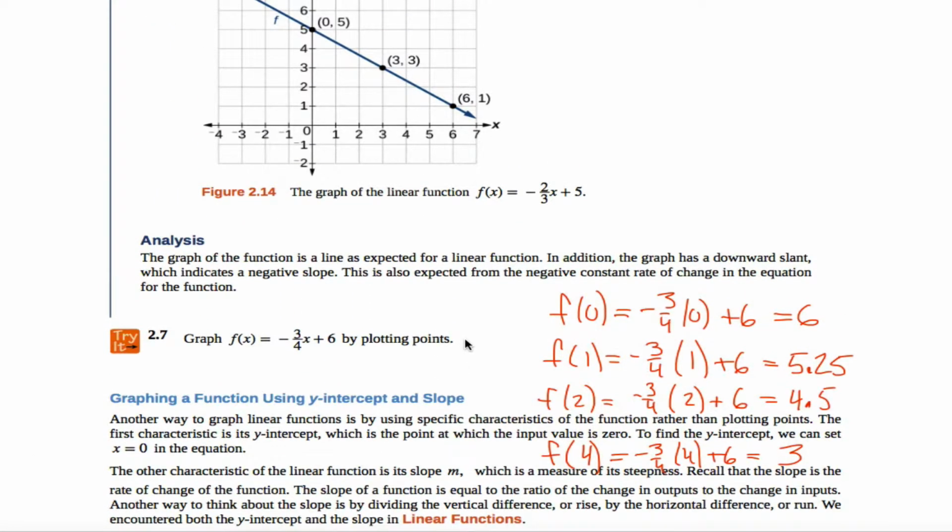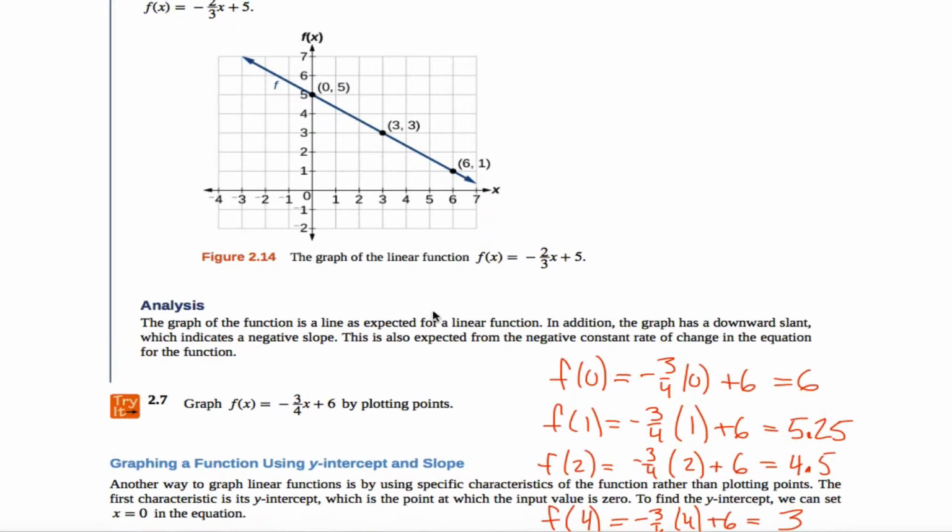And now I'm going to plot those points. I'm going to use this graph up here because I don't want to try to draw my own. When x equals 0, y equals 6. That's this point right here. X equals 1, y equals 5.25. Somewhere in there. X equals 2, y equals 4.5. Somewhere in here. X equals 4, y equals 3.